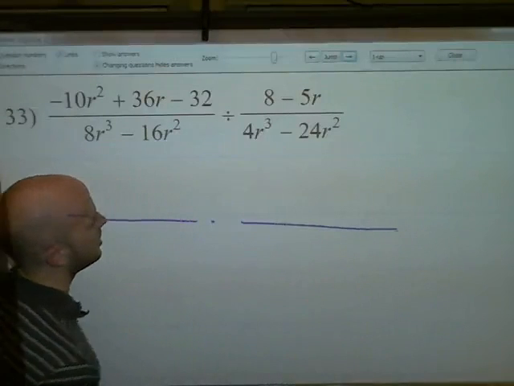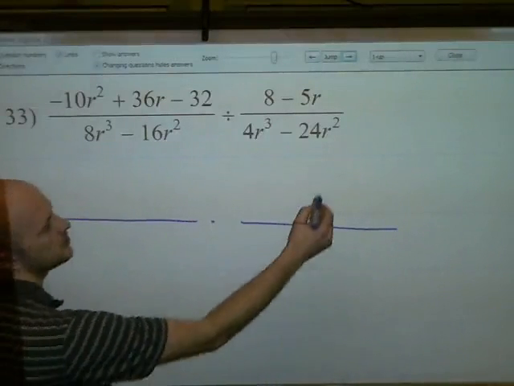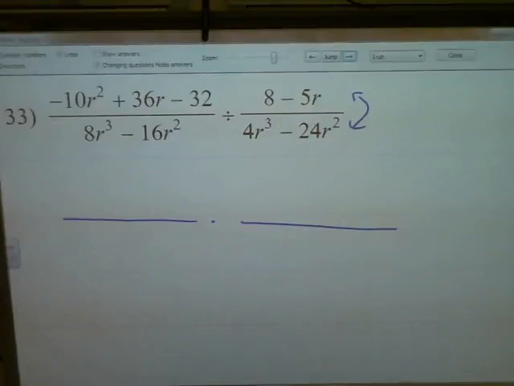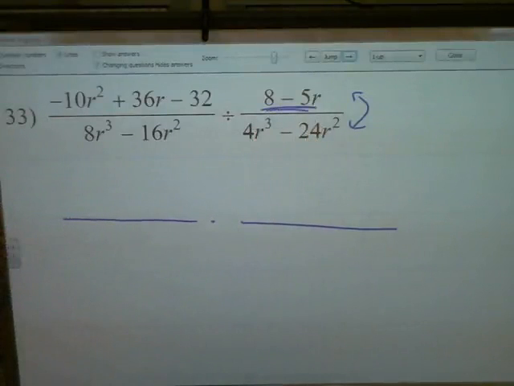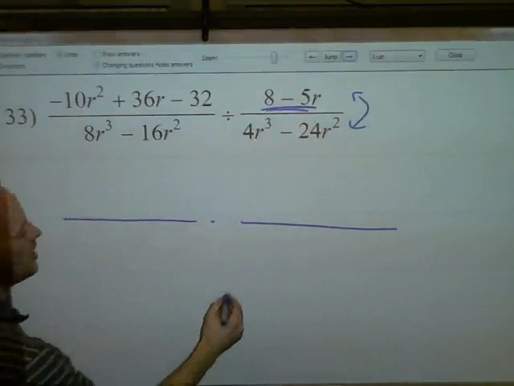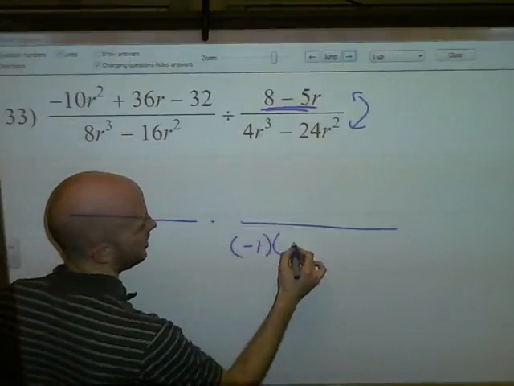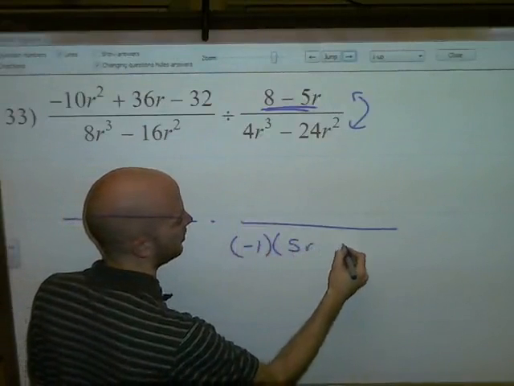But basically what I'm going to end up doing is turning this into a multiplication problem. In order to do that, I need to flip the second fraction upside down, and I'm going to go ahead and factor it as I do it. If you look at the top here, which will become my new bottom, I can pull a negative 1 out, which will then leave me with a negative 8 plus 5r, or I could say 5r minus 8.